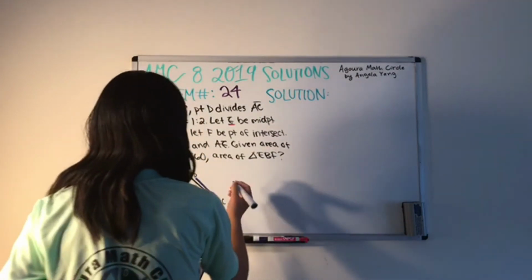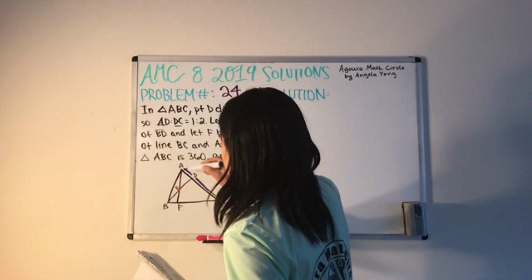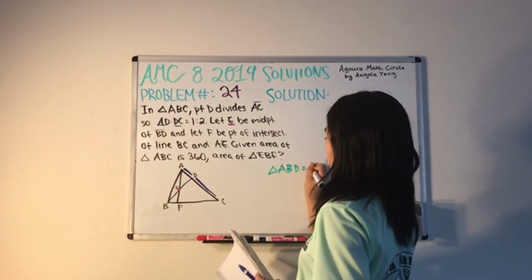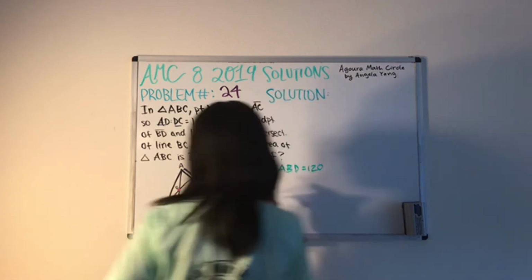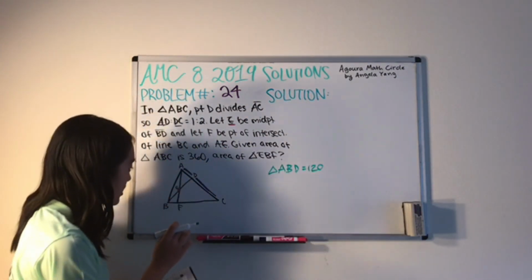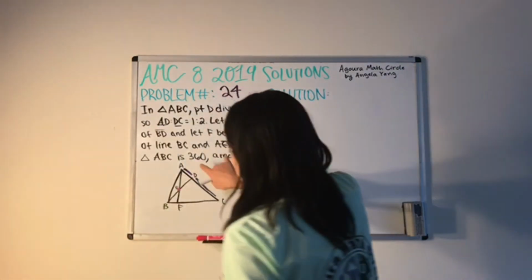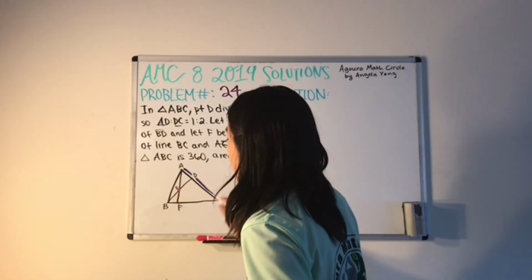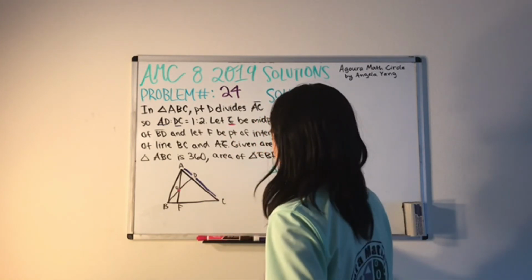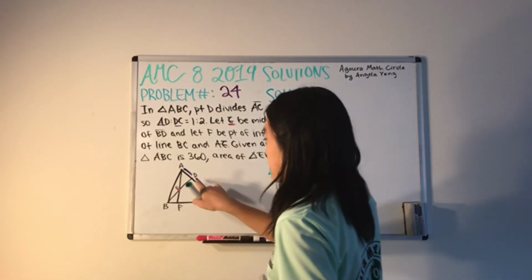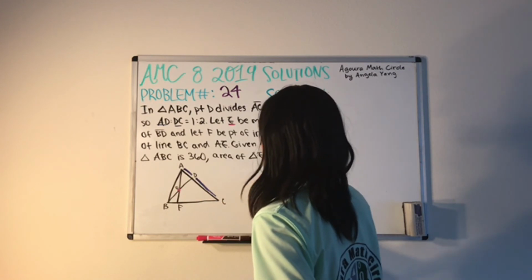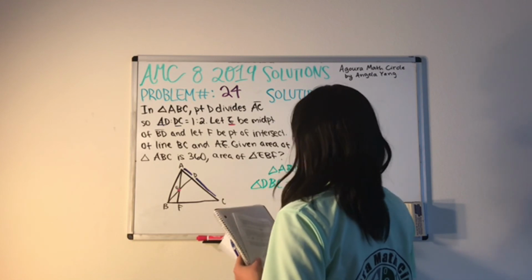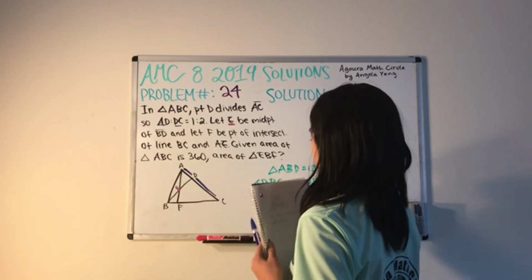So in order to solve this, we first need to calculate ABD. ABD is 120 because, as you can see, AD is 1/3 of AC, which means that ABD is 1/3 of ABC. So that means that's 120. So triangle DBC, which is the rest of it, is just 240.